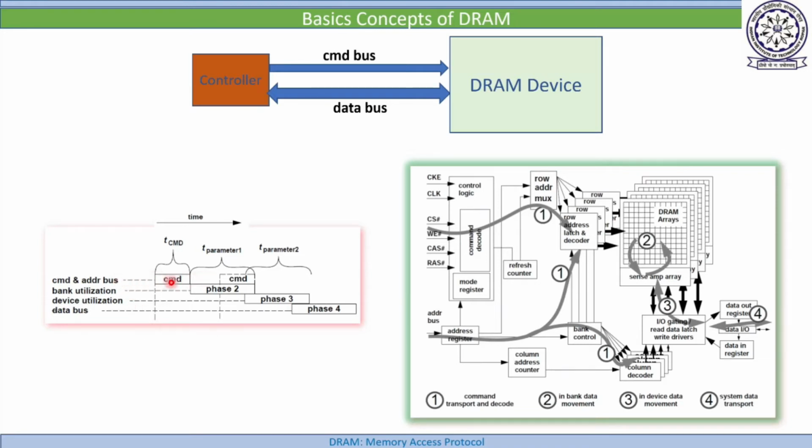So you can see that not every command will use all these phases, but every command will use the first phase. That means every command has to travel from here to here, and it will take TCMD time through the command and address bus. This phase is common for every command, and these other three phases are not common for every command. And also it is not the case that this phase will come and then this phase will come every time. We'll see that in the next slide.